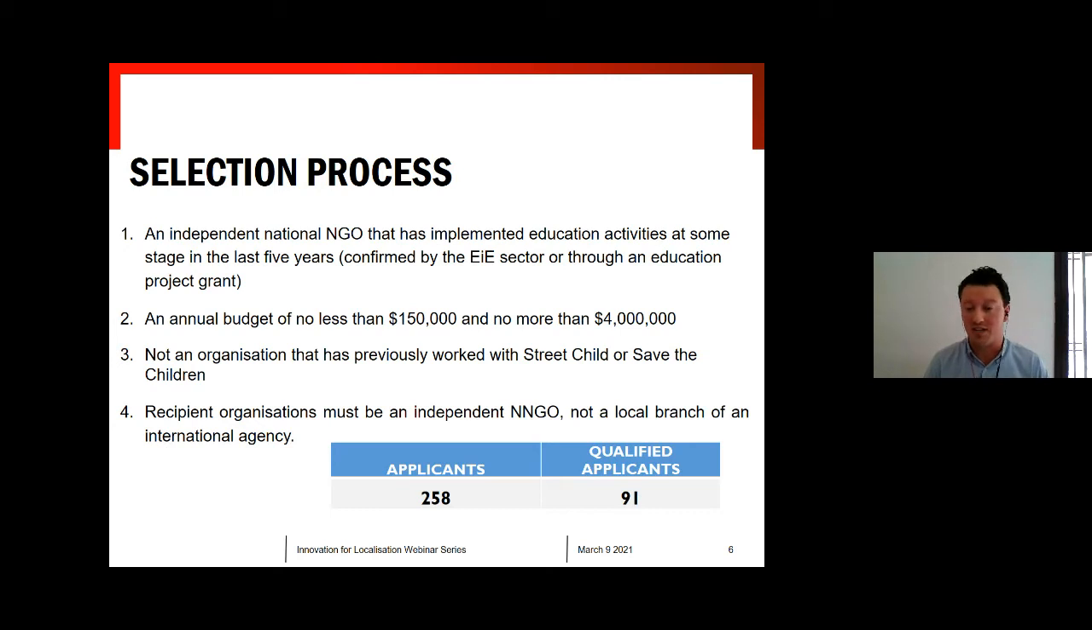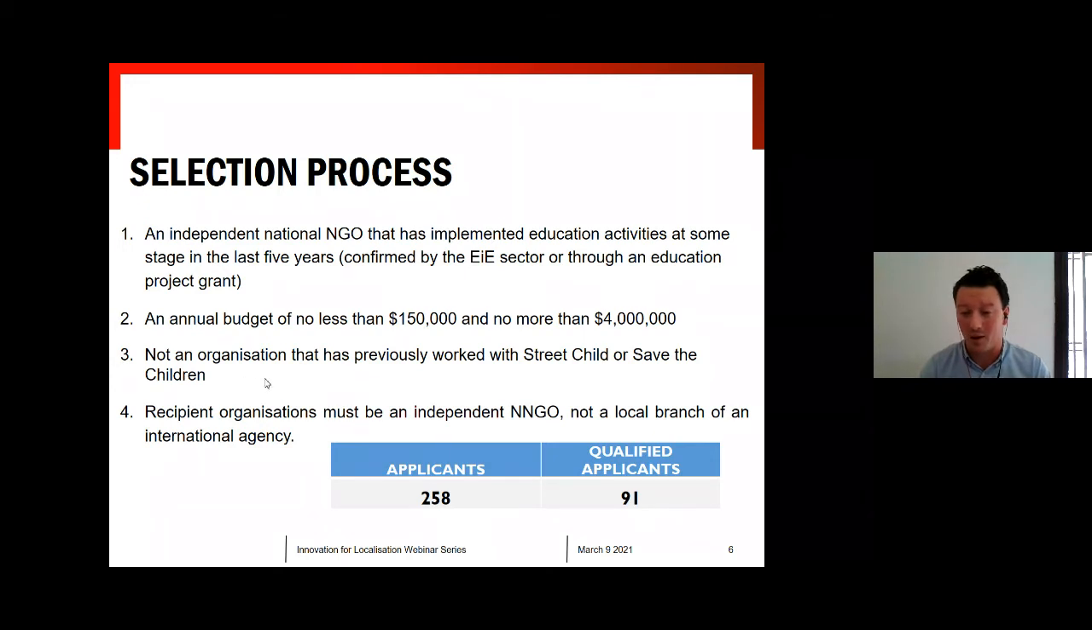So across the 6 countries, we had 258 organisations apply for this fund, but only 91 of these fit the requirements for these selection criteria. So this shows that there's a huge need for this funding and unrestricted funding in these contexts, and I think that highlighted the fact that we need to ensure that the flow of unrestricted funding continues towards these humanitarian contexts. So I think that's probably where I'll start.